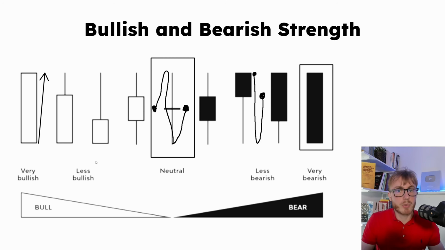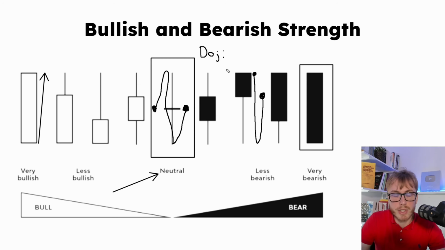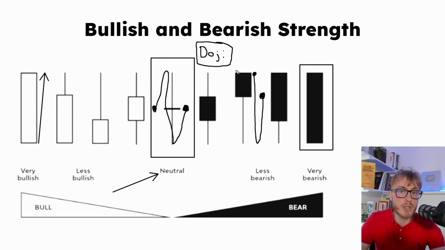So these kind of candles, when we have very small bodies and very long wicks, these candles are actually neutral. So they don't really show any bullish or any bearish strength. What they basically show us is something called indecision, or in other words, that neither the bulls or the bears are in control of the market. And this specific candle is actually something we call a Doji candle, and I will talk more about Doji candles and why they are so important later on in this course.